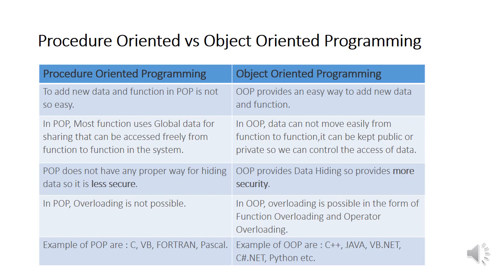In procedure-oriented programming, overloading is not possible. But in object-oriented programming, we can perform function overloading and operator overloading. Examples of procedure-oriented programming languages are C, VB (Visual Basic), Fortran, Pascal, etc. Examples of object-oriented programming languages are C++, Java, VB.NET, C#.NET, and most of the modern programming languages are object-oriented.